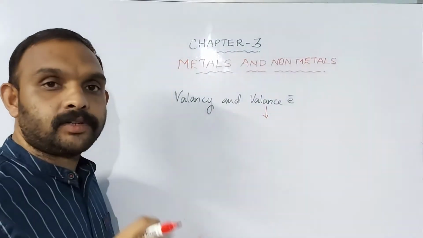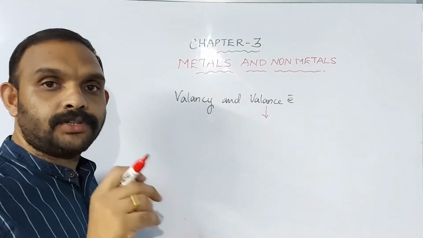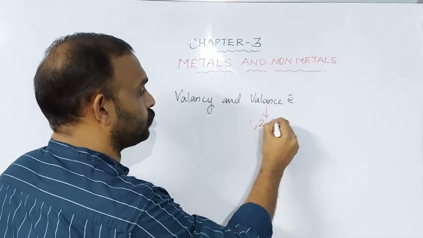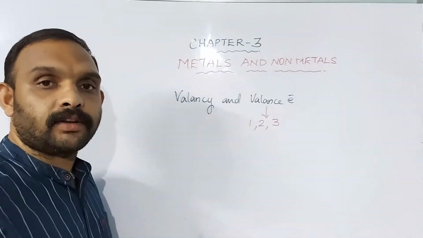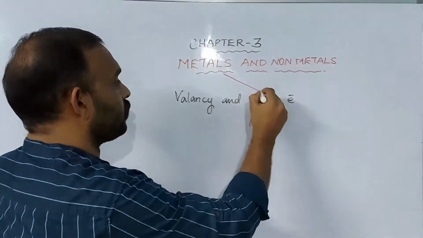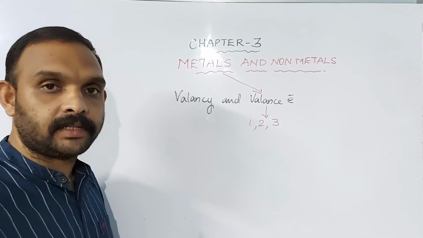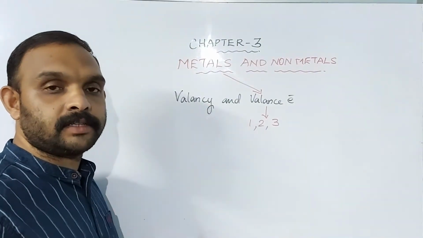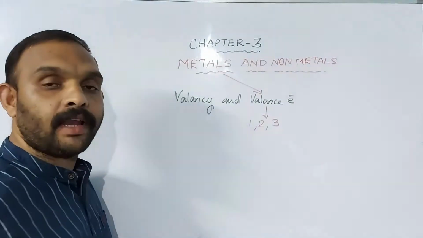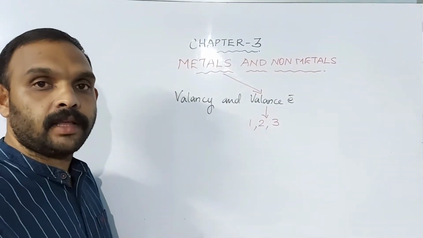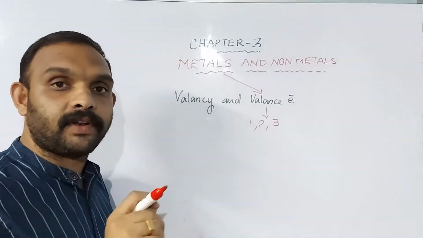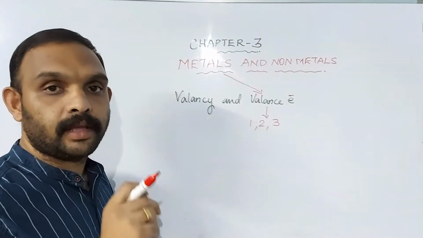If an element has 1, 2 or 3 valence electrons in its outermost shell, then we call them as what? We call them as metals. I will repeat. If a substance, an element, contains 1, 2 or 3 valence electrons in its outermost shell, then we call those elements as metals. That is a simple definition which we can give for a metal.